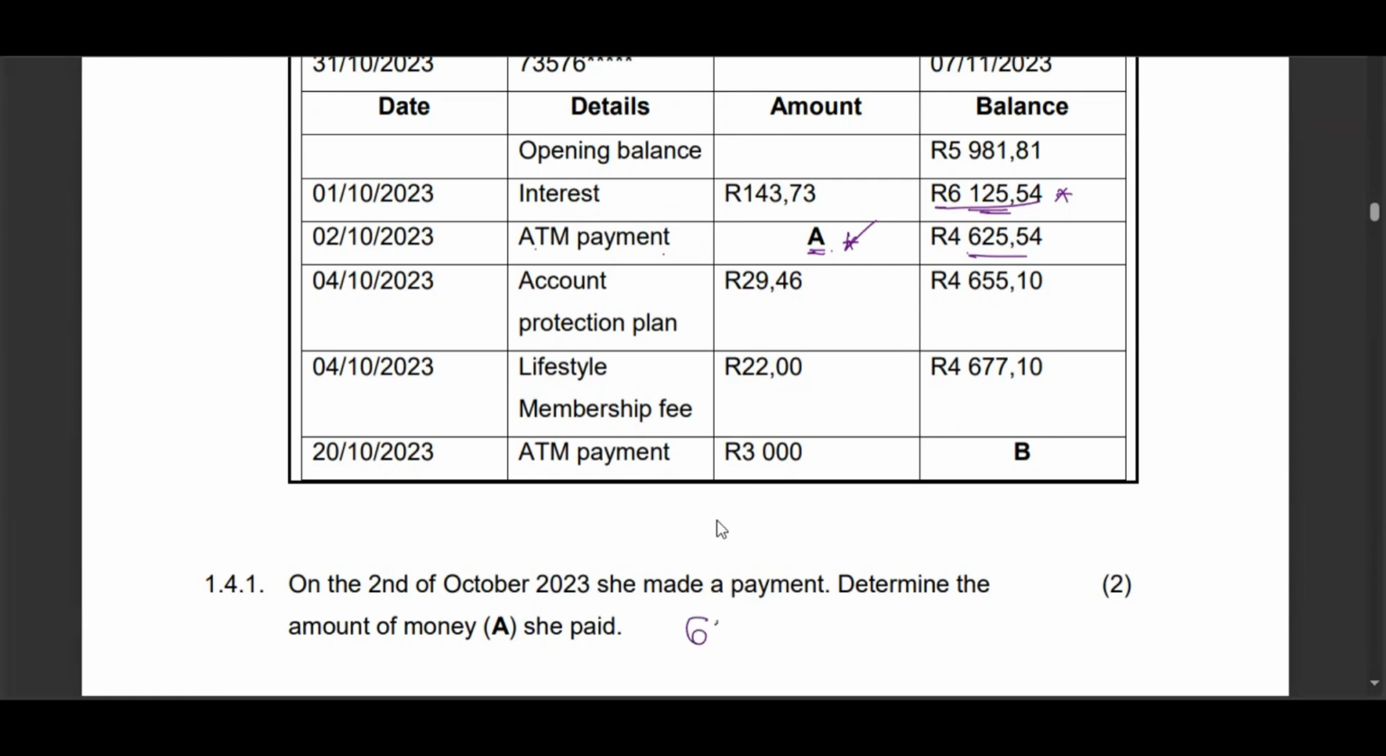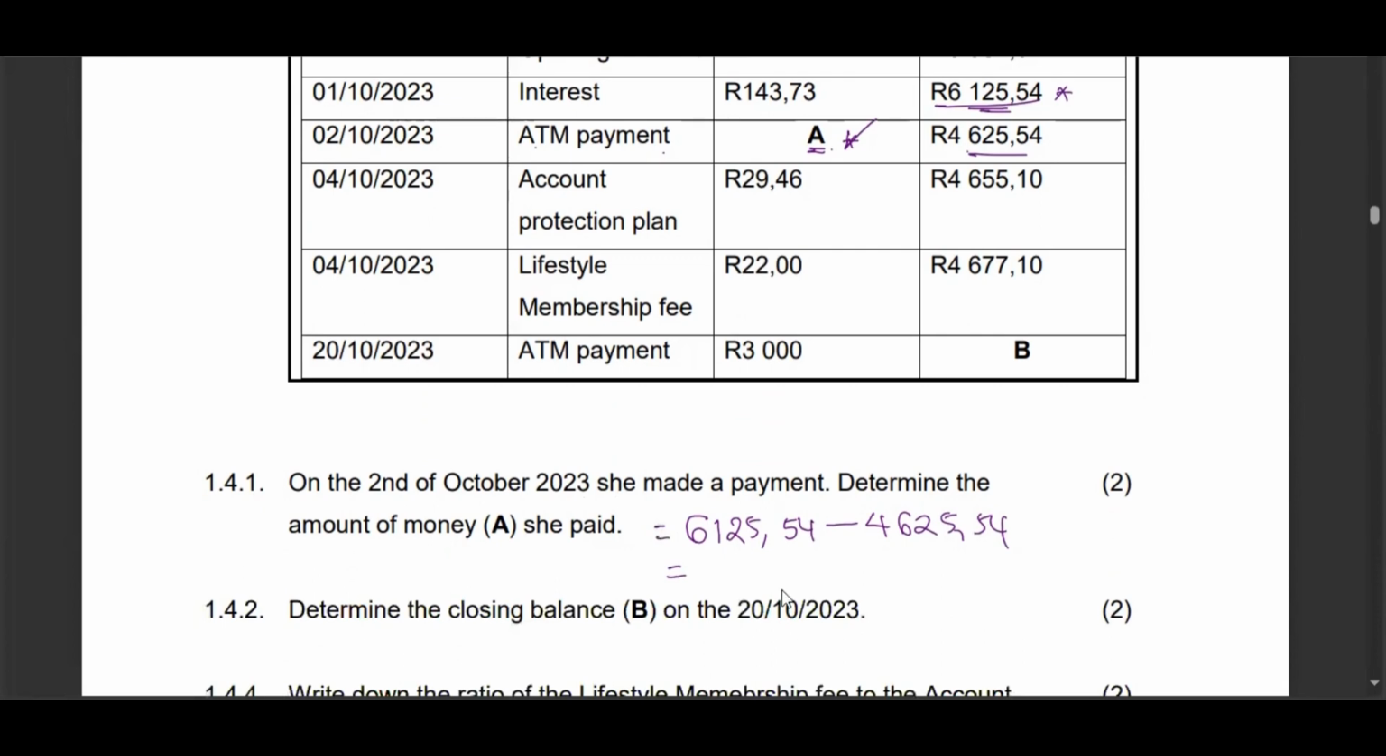All you're going to do is take 6,125.54 minus 4,625 rands 54 cents. So how much is it? 1,000 minus 4... So we have the answer as 1,500. So this was the amount deposited on that day.